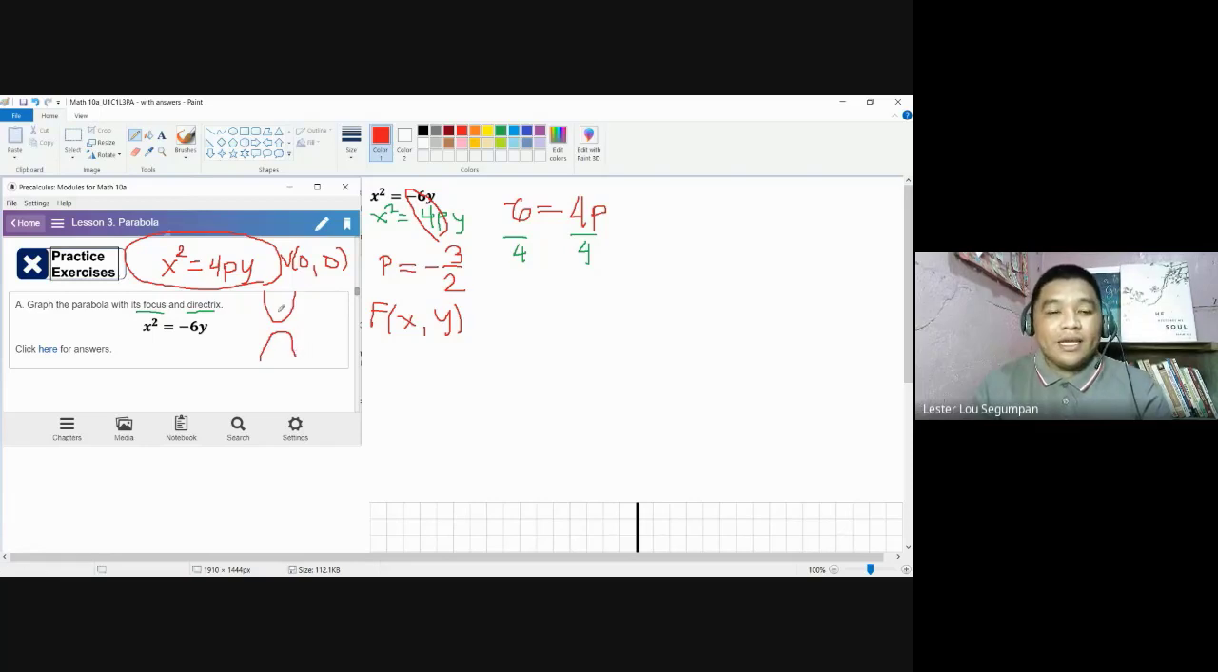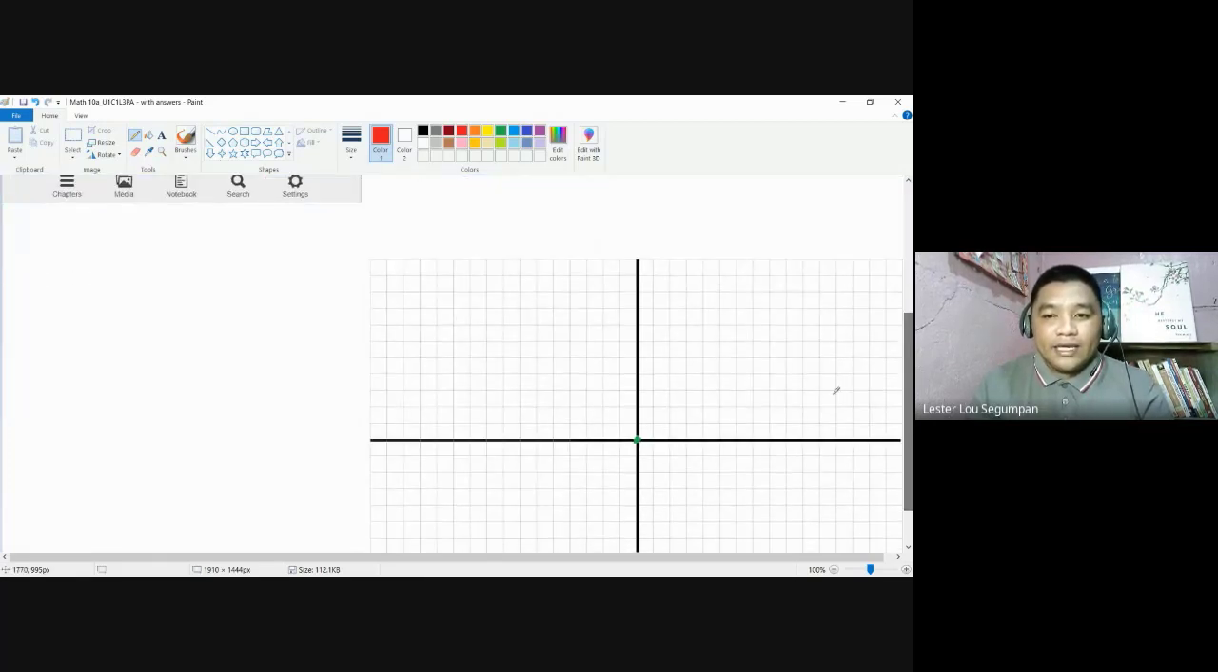This is what happens if the expression with the second degree, or with exponent 2, is x. If it's y, then it would be sidewards. What is the point of identifying whether it's upward or downward? If it's upward or downward, the focus of the said parabola is located, with the vertex at 0, 0, or origin, here on the y-axis.